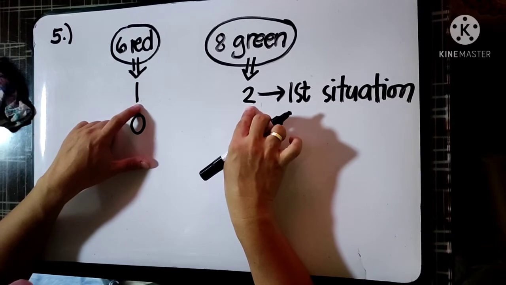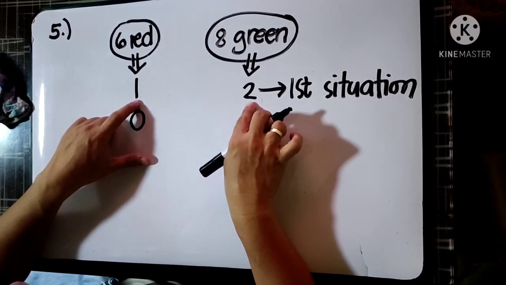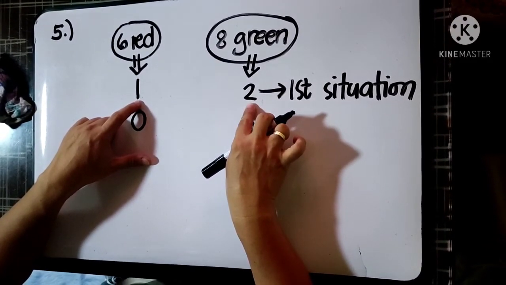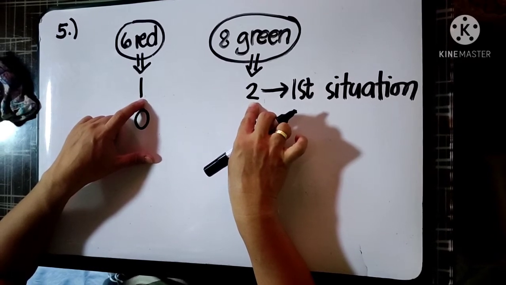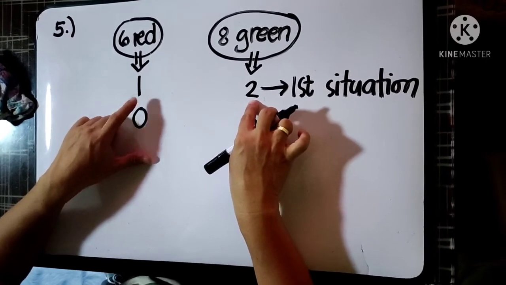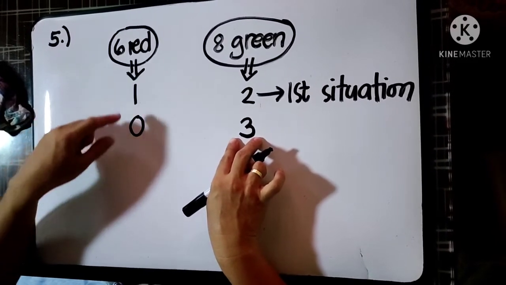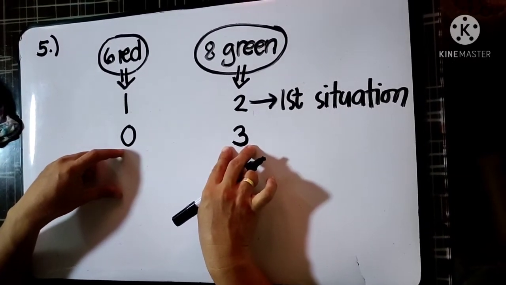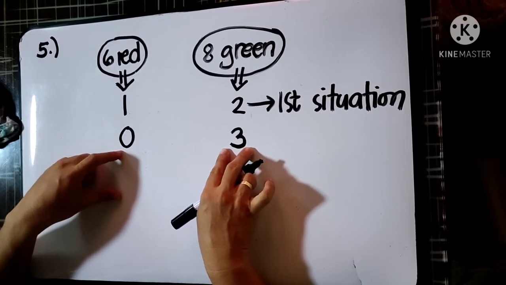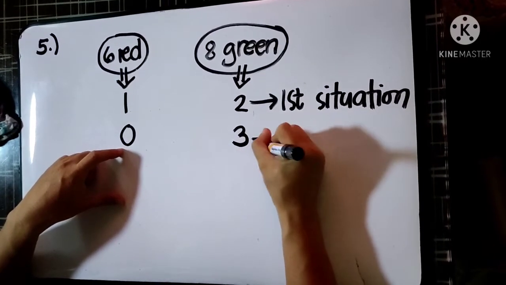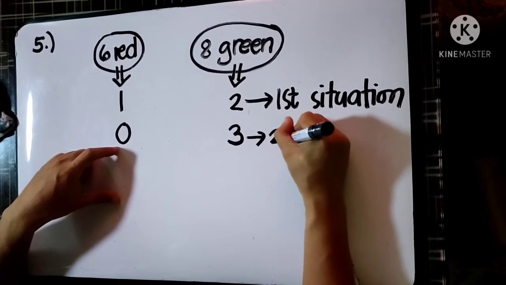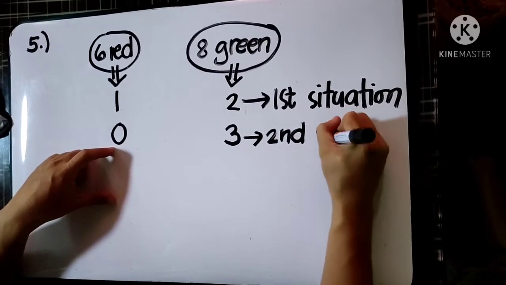Since the condition states that at least 2 of the marbles picked are green, it means he or she can have 3 greens. And if he or she will have 3 greens, he doesn't need red anymore. Only 3 balls are needed. So this is our second situation.